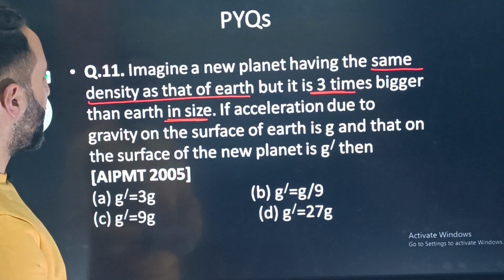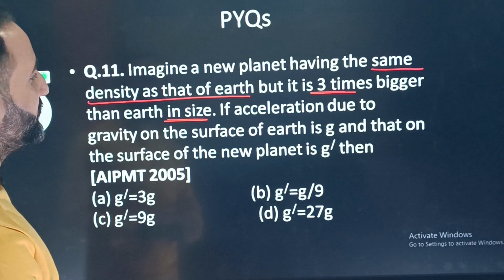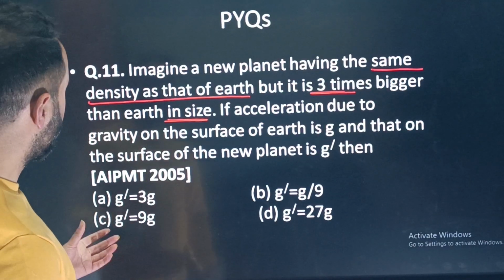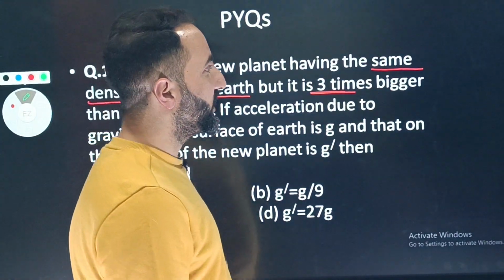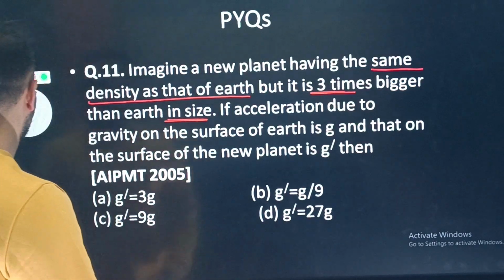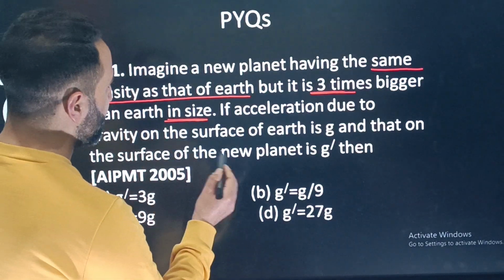If the acceleration due to gravity on the surface of Earth is g, and on the surface of the new planet is g dash, then you will have to write g dash in terms of g. But what is given as the same is the density, okay. So let's try to work it out. The radius is 3 times.